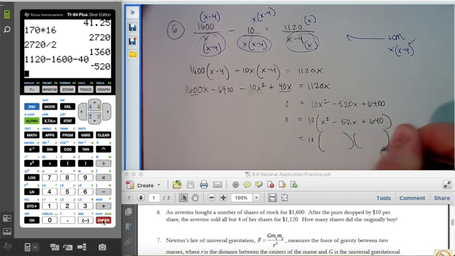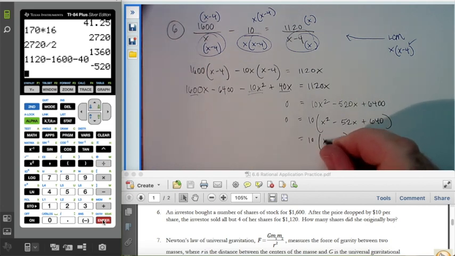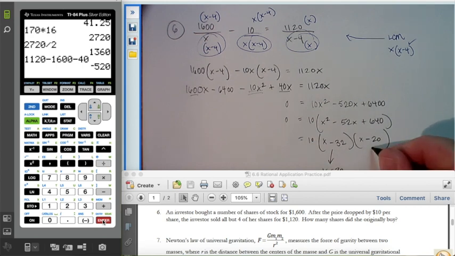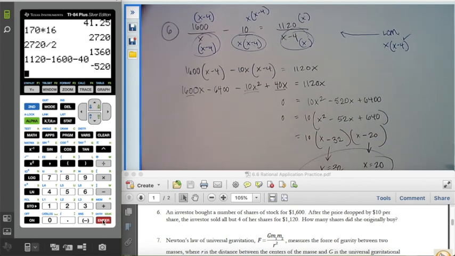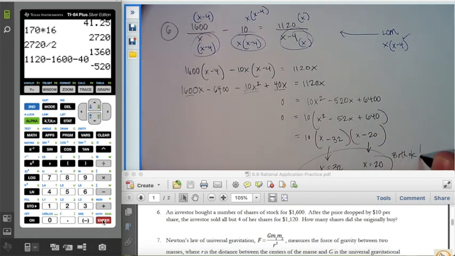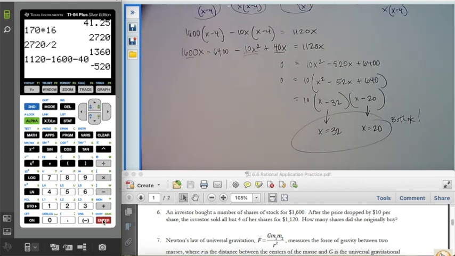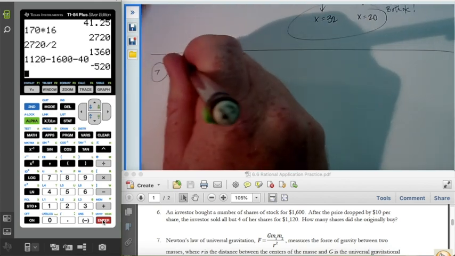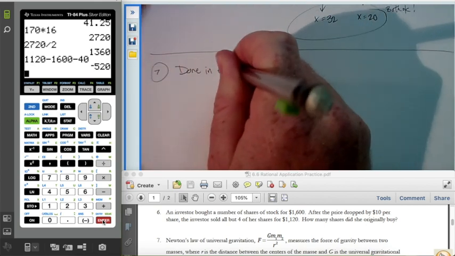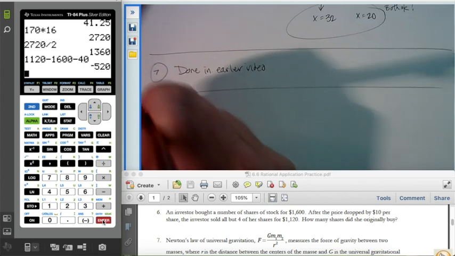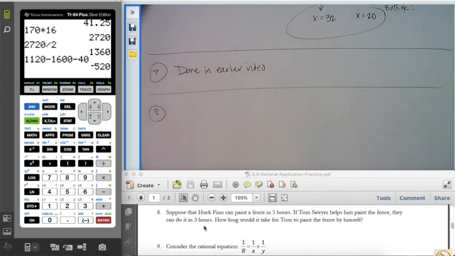It looks like 10 is a common factor, so I can at least rip that out, make the problem a little more manageable. x squared minus 52x plus 640. That factors to x minus 32 and x minus 20, so my two solutions are 32 and 20. Interestingly enough, these are both acceptable solutions to this problem. I didn't have to kick either one of those solutions out. There's two solutions. Number 7 was done in an earlier video, so I'm not going to repeat that.